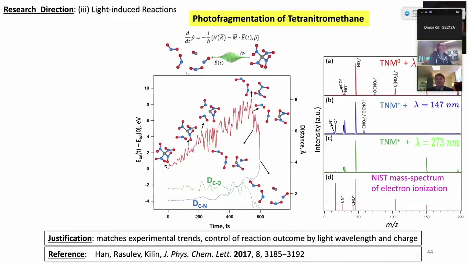One of the calculations in my group was done with the help of postdoc Dr. Yulun Han, and also my collaborator at Polymers and Coatings, Professor Rasulev. So we take one of the simplest possible explosives, tetranitromethane, with carbon in the center and NO2 groups around, and then we irradiate it. We do not do the experiment.